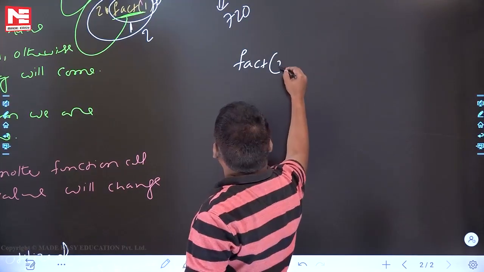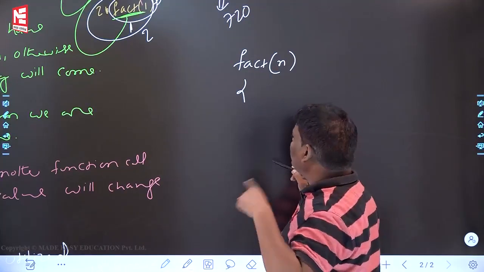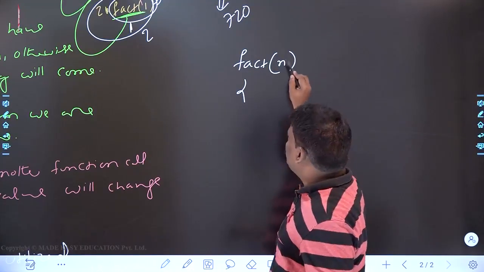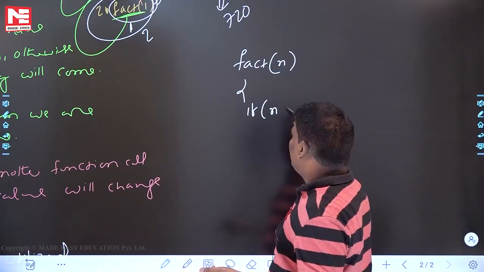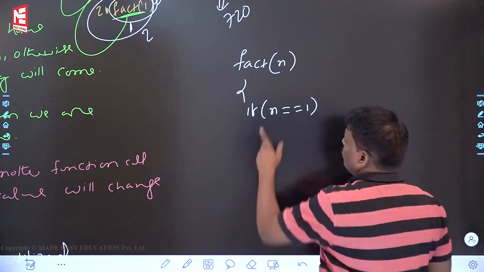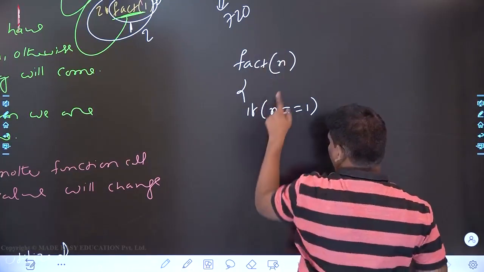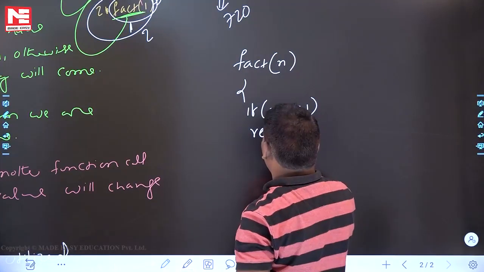Fact of n. What is the insight? If someone asks what is the factorial of n, what is the answer? If n is equal to 1, that is the termination, so you don't call anyone. My first line is: is n equal to 1? Yes, then return 1. No need to call anyone.